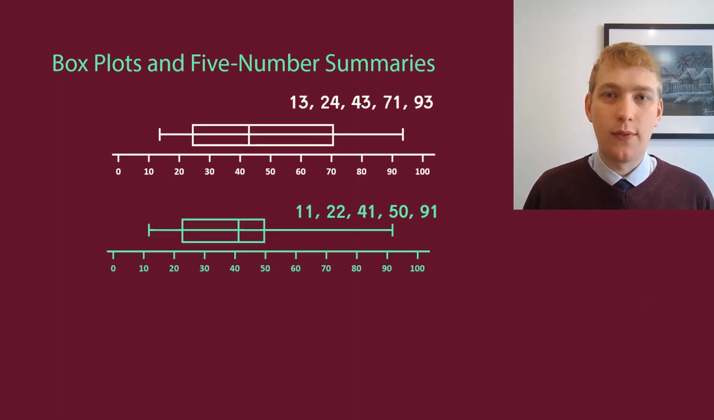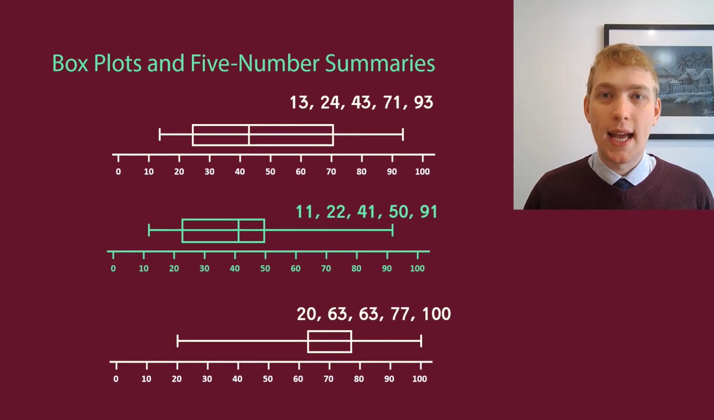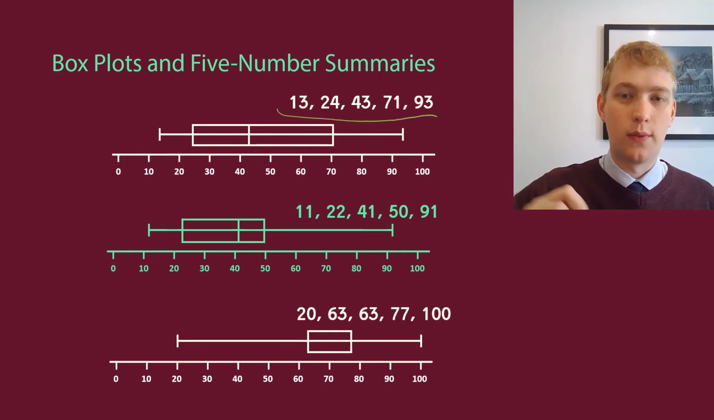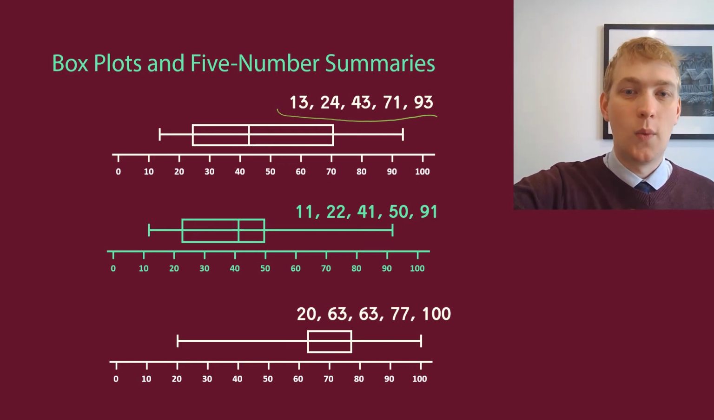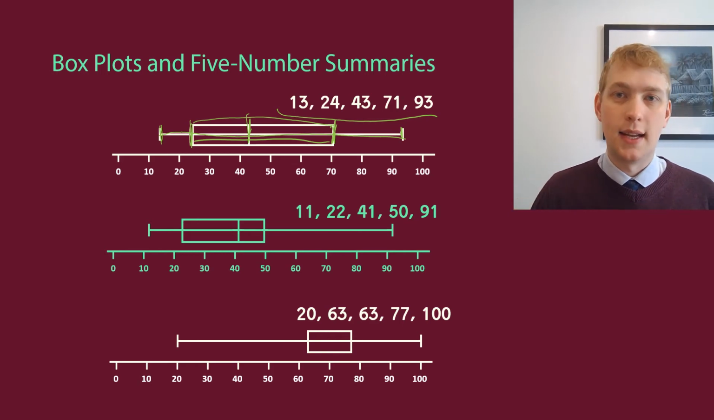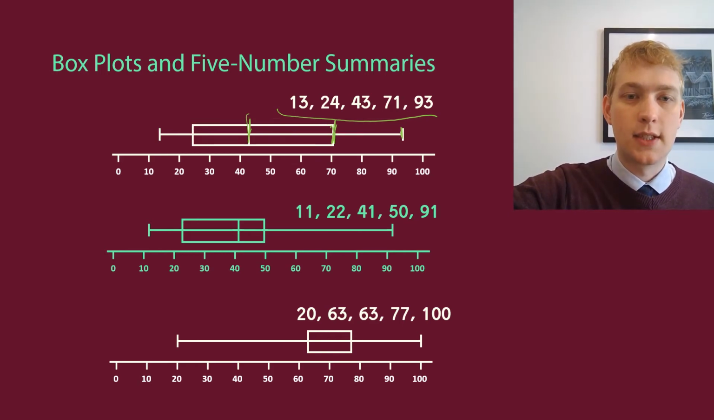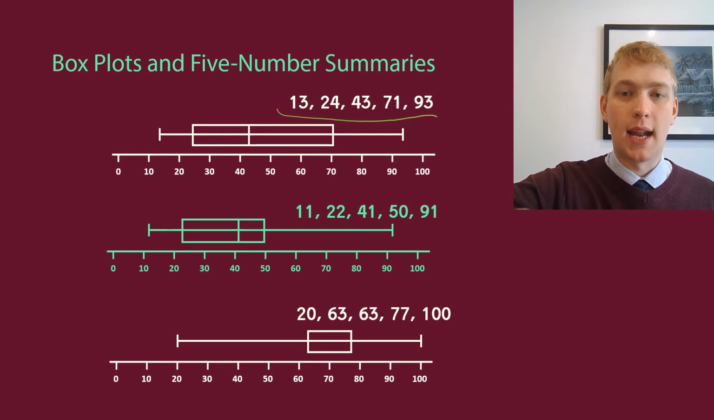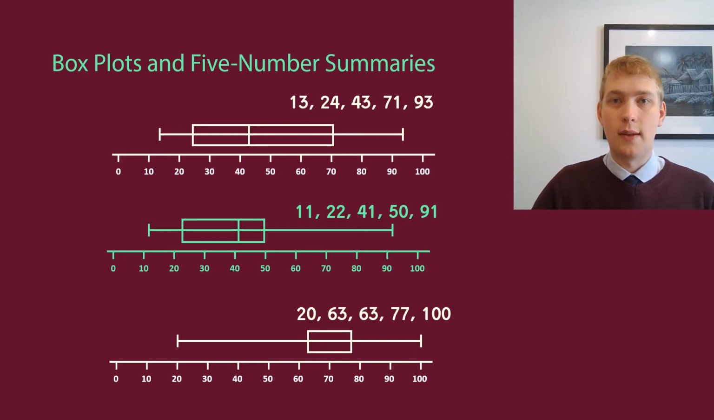If we have the 5-number summary, we can then turn that into a box plot. If we're given the numbers 13, 24, 43, 71, and 93, we just put a line at each of these sections. And then for our middle 3, we put our lines through, and then we have a line through the whole way. Hopefully that's self-explanatory. If you do have a question about how we actually construct it from the 5-number summary, let me know.